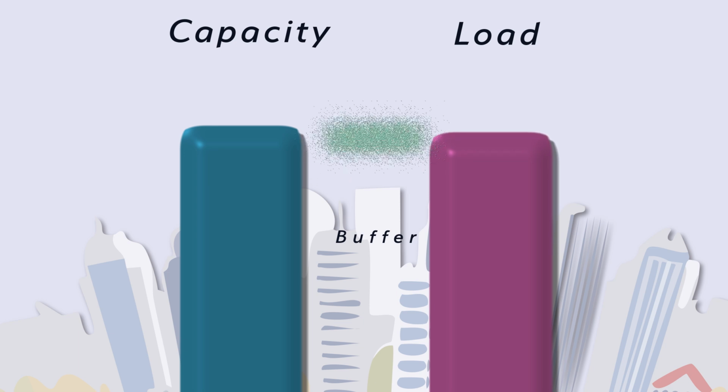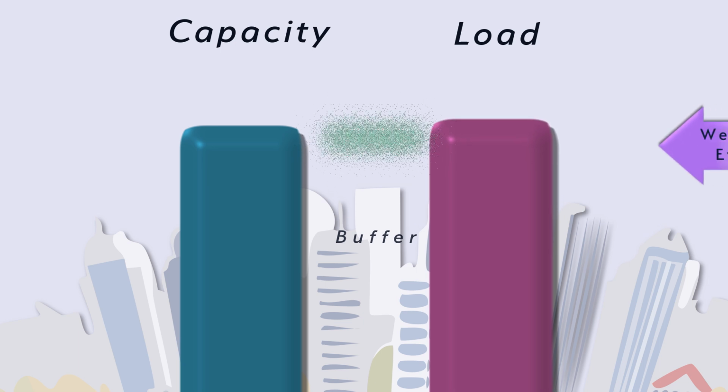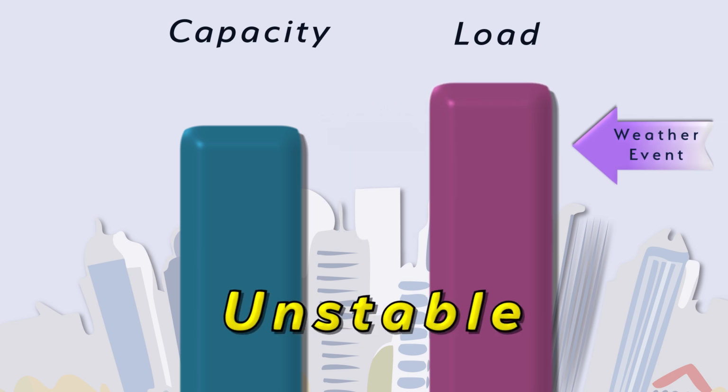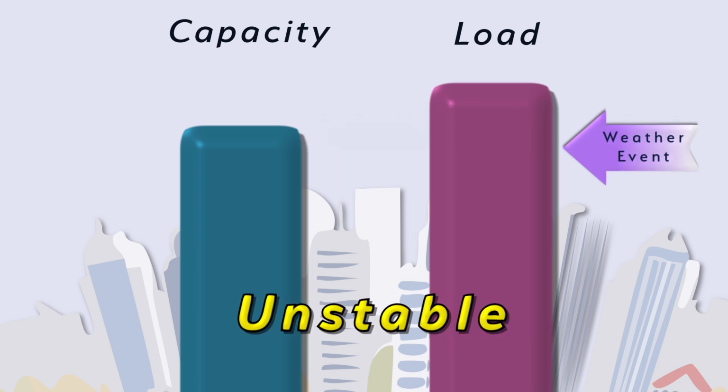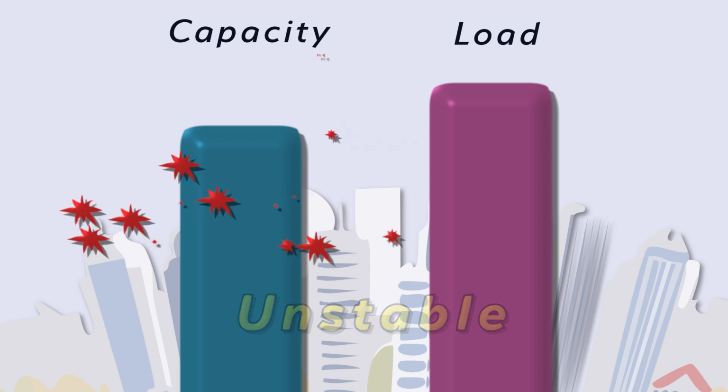But the climate is changing. We now experience weather events larger than we have ever seen before, so climate loading can exceed current operational norms. And we see this in the growth of the load bar. This results in an unstable condition. When loads exceed capacity, the system will eventually succumb and fail.